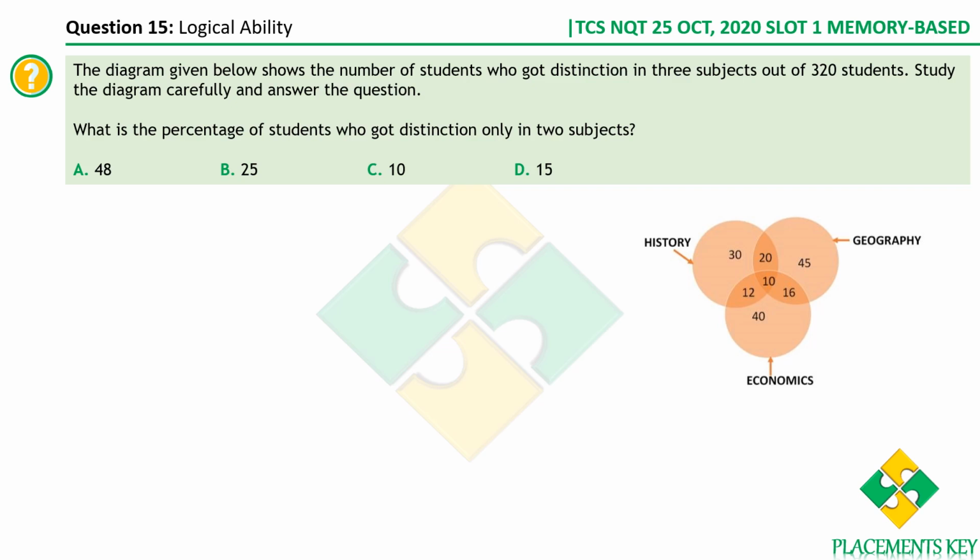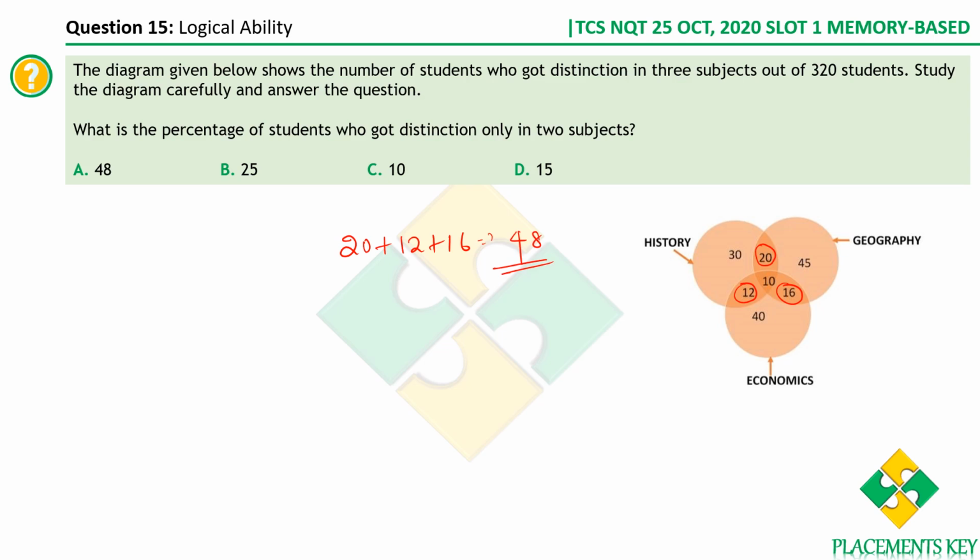See, which region represents only 2? We know that this region, the one that I am marking now, 20, 12 and 16. So this is a region that represents the number of students who got distinction exactly in 2 subjects. So the total value is 20 plus 12 plus 16. So how much is it? 28 plus 20, that is 48.